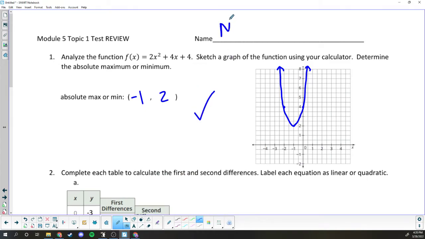Oh, I forgot to put my name on the paper. Don't do that. Or don't forget that. I don't need the check mark.